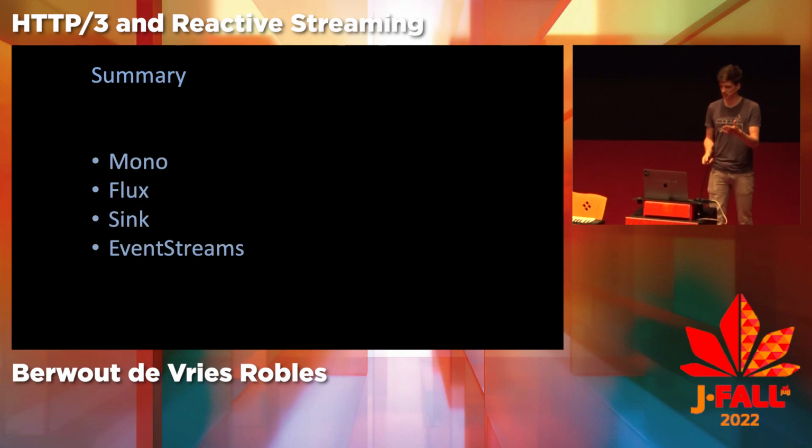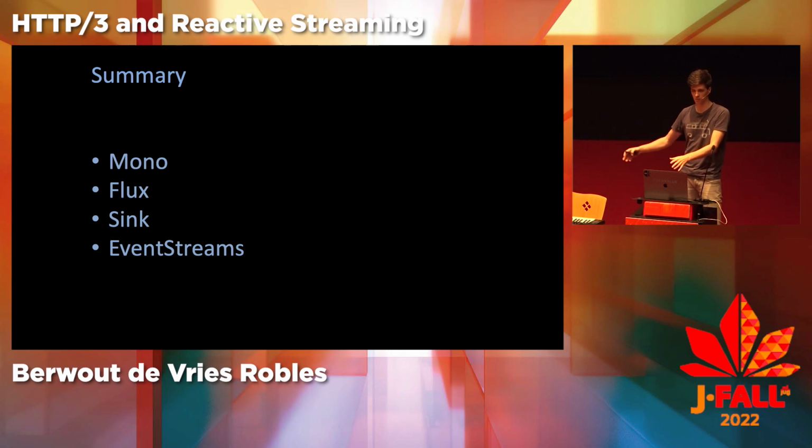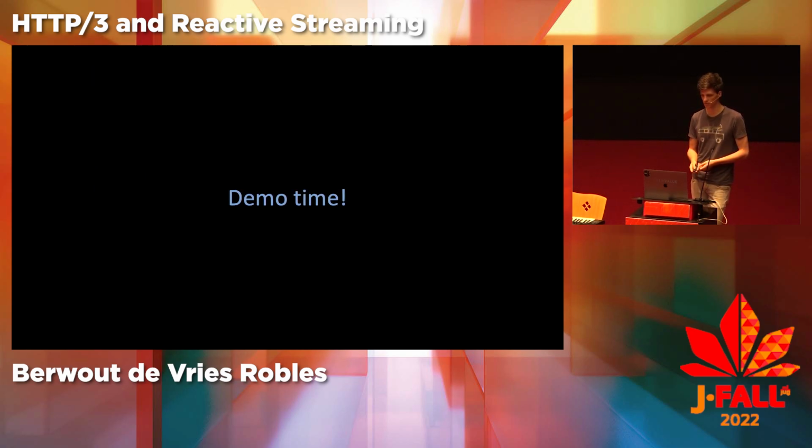So what we've seen: a Mono, 0 or 1 element that we expect. We've seen a Flux, 0 or many elements. We've seen a sink. We can throw something into it, and it's the start of a Flux. And then we've seen event streams. I think it's about time for a demo.